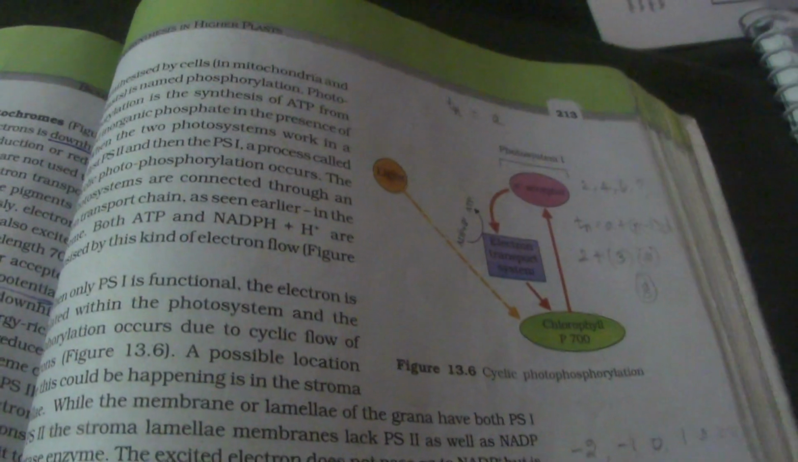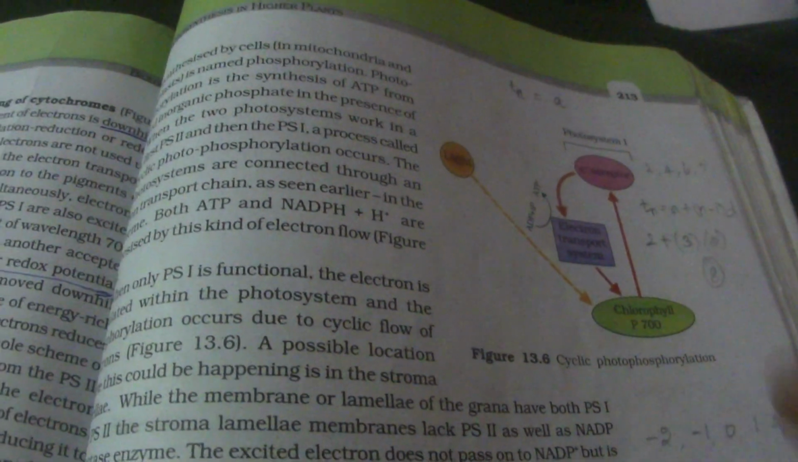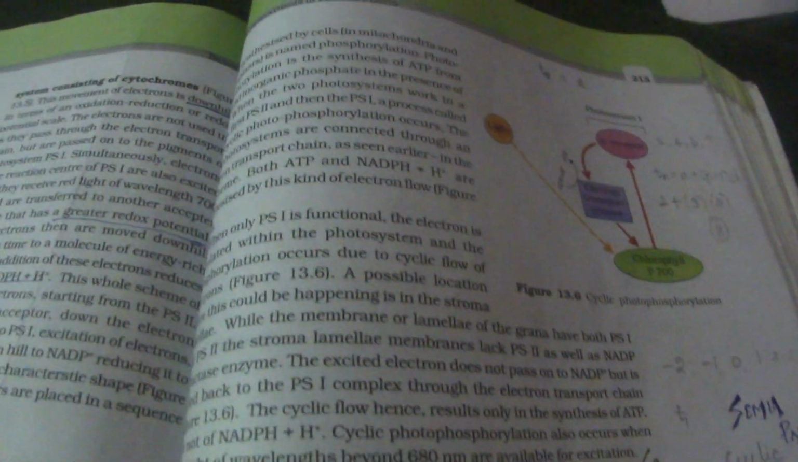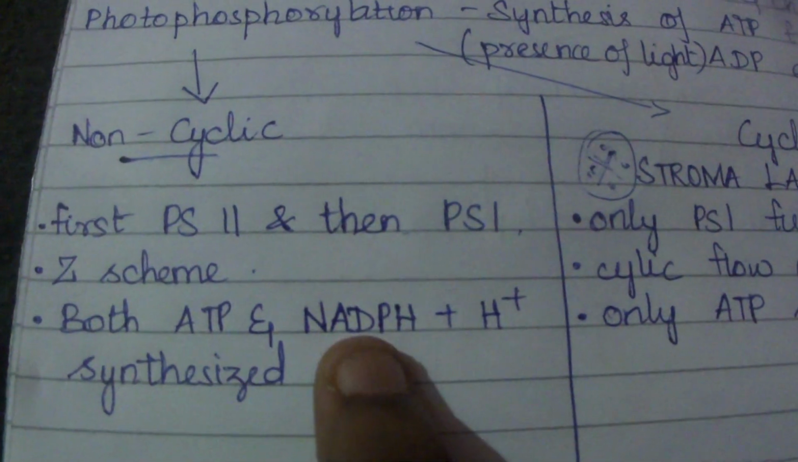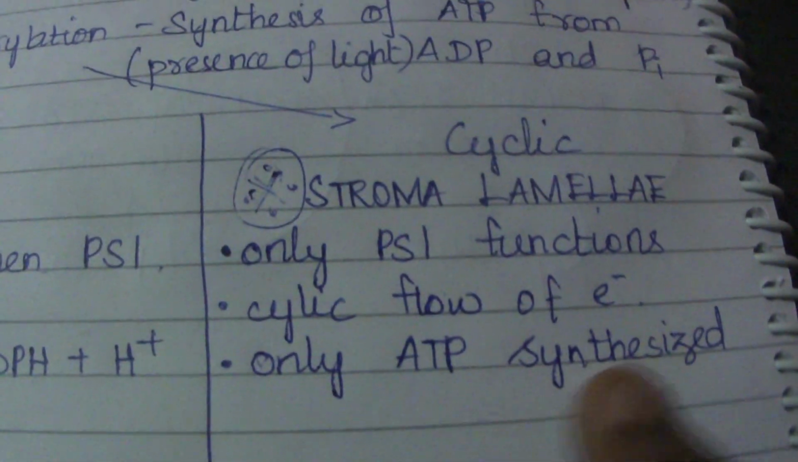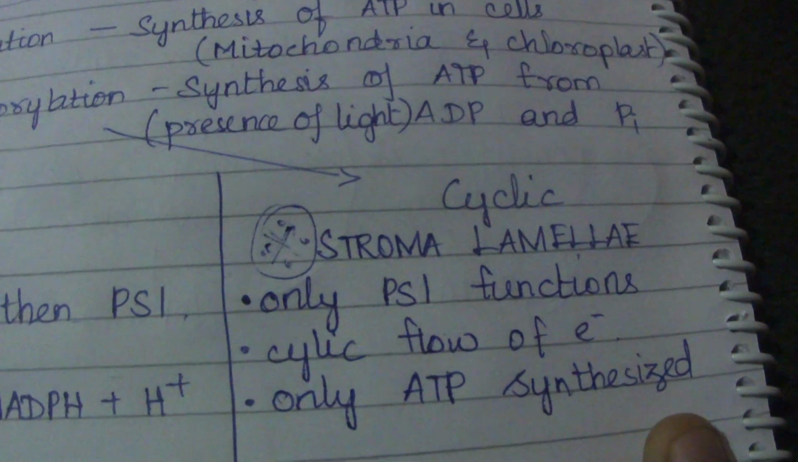That is what is given here. Cyclic flow of electrons, you can see it here. It goes here, comes like this, comes like this. So this is the cyclic flow of electrons. There is a cycle flowing here. So that is cyclic photophosphorylation. Here only ATP is synthesized. That is a very important point. In non-cyclic, both ATP and NADPH are produced. Here ATP alone is synthesized.